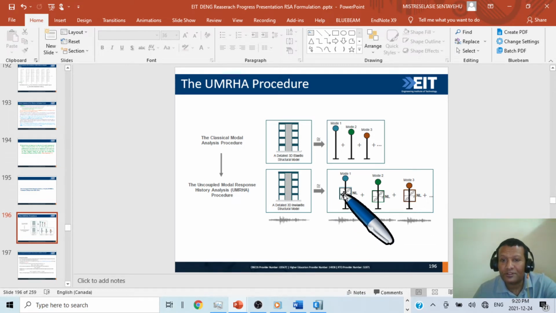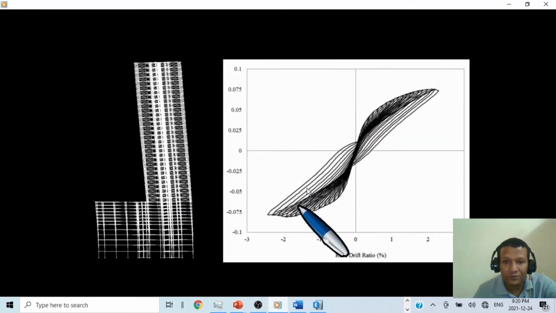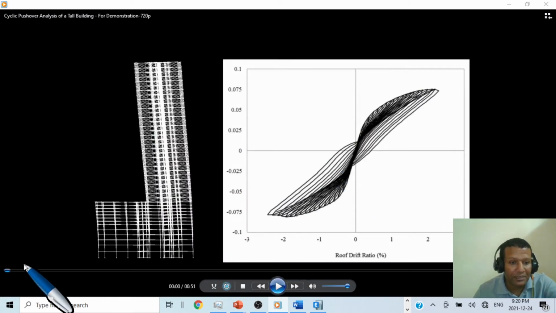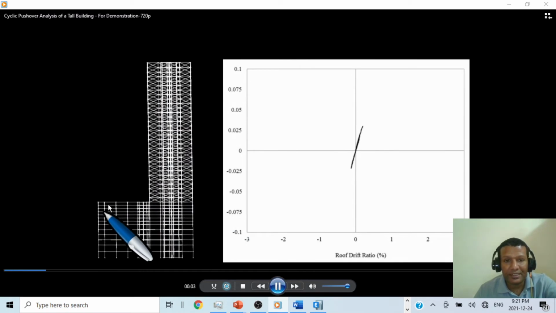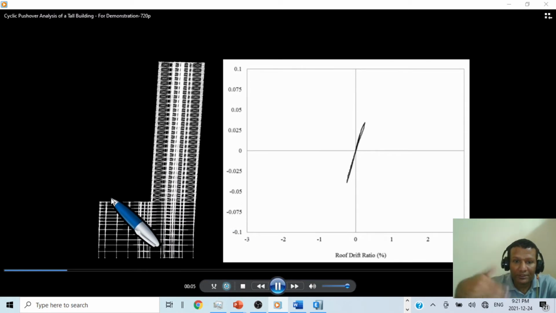So for the first mode, we have the first mode shape. We will apply it in our multiple degree of freedom system, and we will make the pushover analysis. Let me show you, just to remind you. This is our multiple degree of freedom system. So we will apply our first mode shape, and we will apply the load progressively.